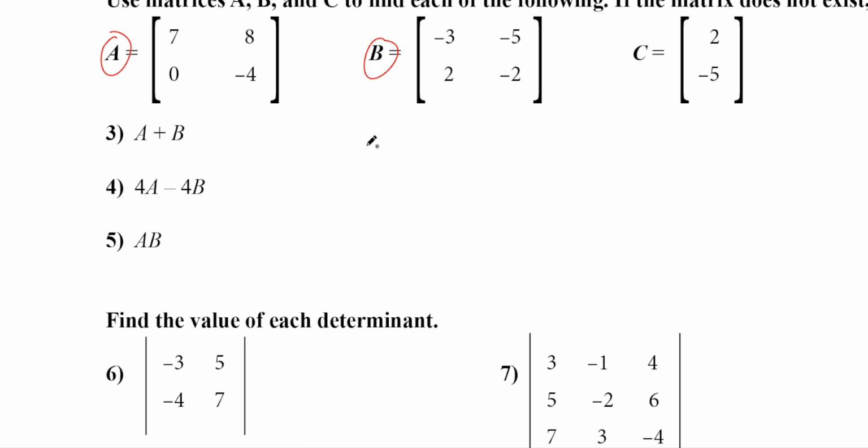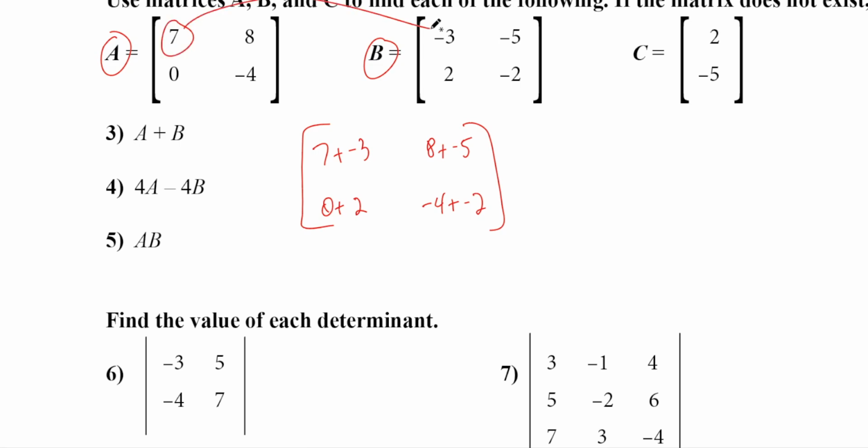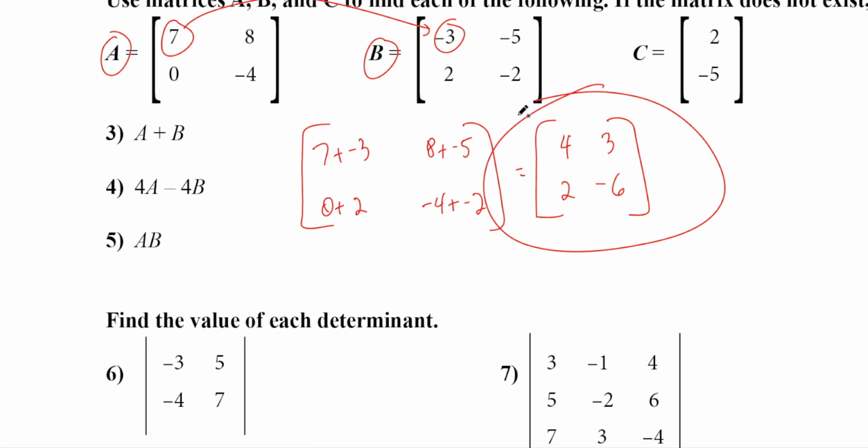I'll just use this area right here. So what do you got? You got 7 plus negative 3, right? You got 8 plus negative 5. You got 0 plus 2. And you got negative 4 plus negative 2. Everybody see that? I took this one and I just added it to its counterpart right there. Did the same thing with the other ones. And then you're good to go. What do you got? 4, 3, 2, negative 6. And there it is. That's your answer right there.